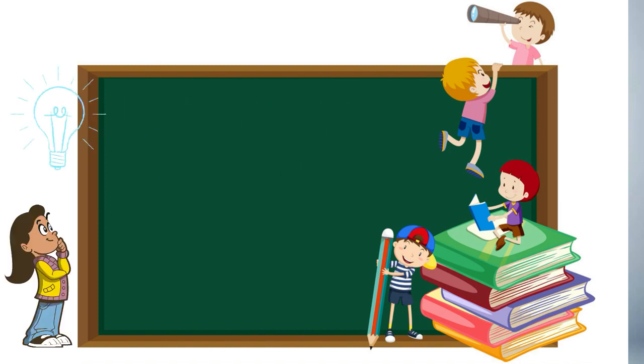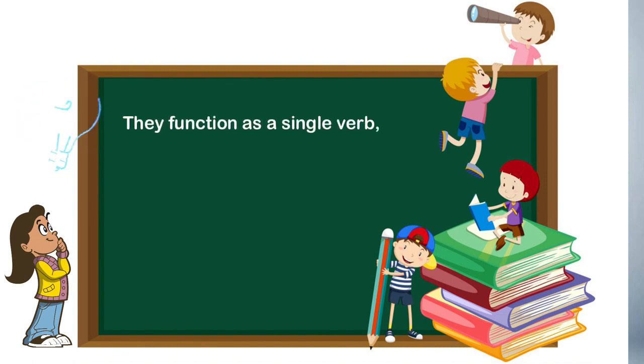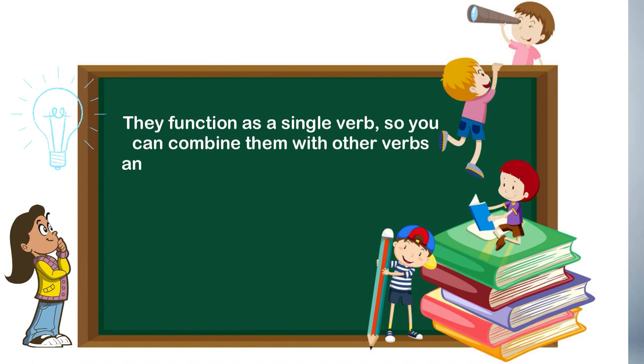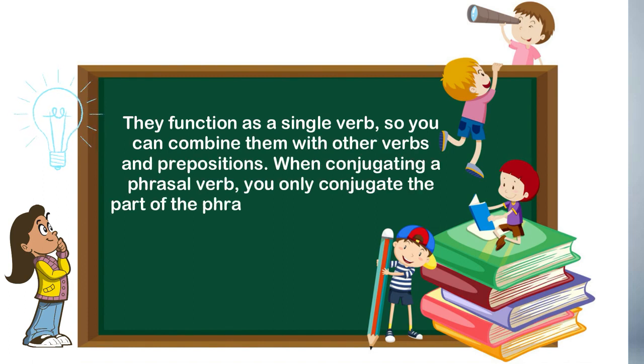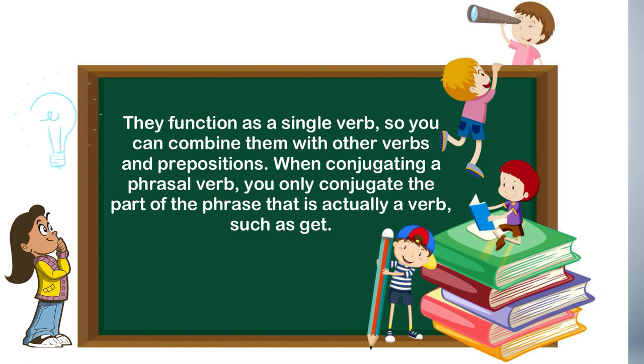The key thing to remember about phrasal verbs is that they function as a single verb, so you can combine them with other verbs and prepositions. When conjugating a phrasal verb, you only conjugate the part of the phrase that is actually a verb, such as get.